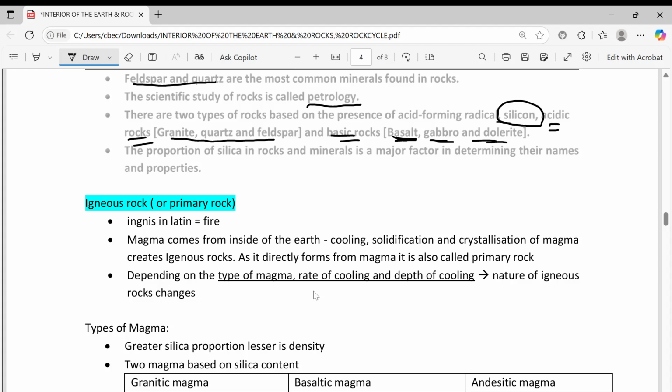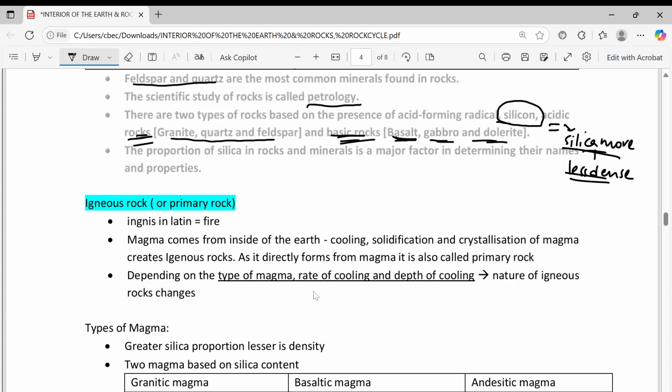Acidic means silica will be more, greater silica. Can you remember? Acidic means silica more. Silica more means, as I told, it is less dense. Silica more means less dense. I discussed it in the last class.